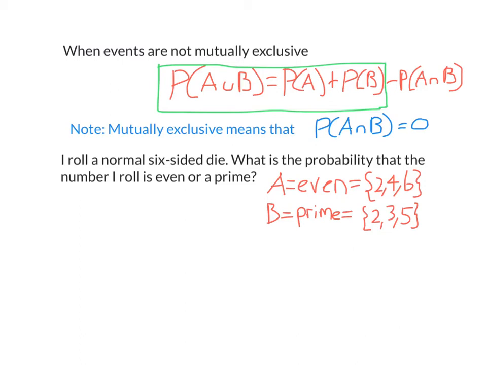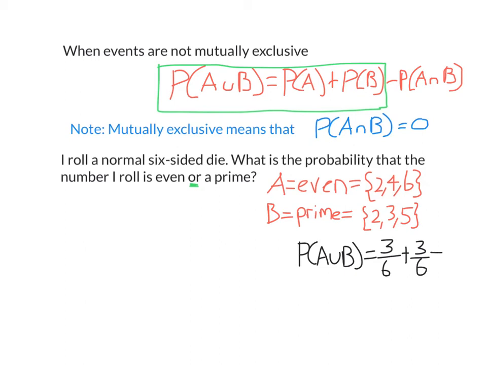So if I want to find the probability I roll an even number or a prime, remember this is like our OR formula. What I do is just add these two probabilities together minus the probability that both happen. So what's happening here? If I have the probability of A or B, so the probability of even or prime, for A there are 3 possibilities out of 6. For B, there are also 3 possibilities out of 6. But the thing is, if I add these 3 possibilities and these 3 possibilities, I've double counted the 2. I've counted it here and here. That's why I need to subtract it.